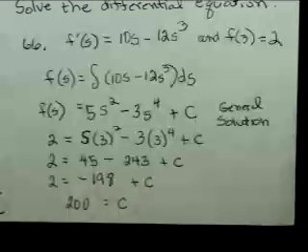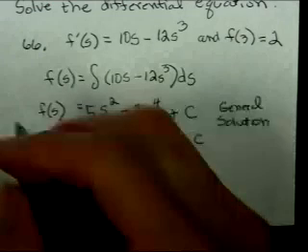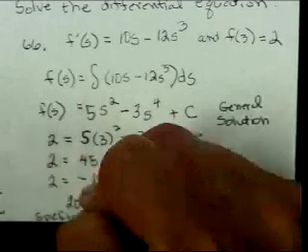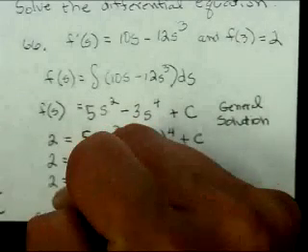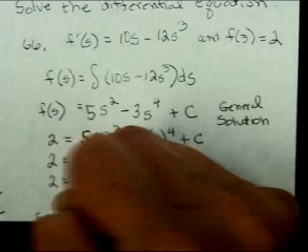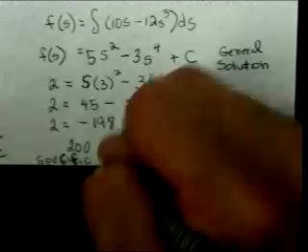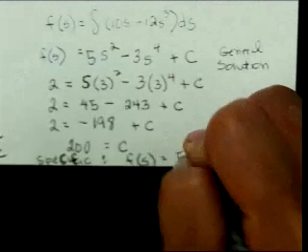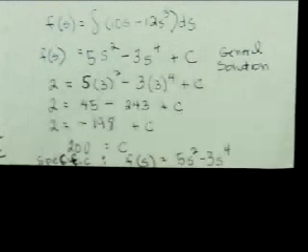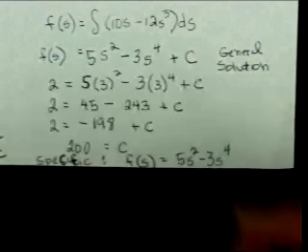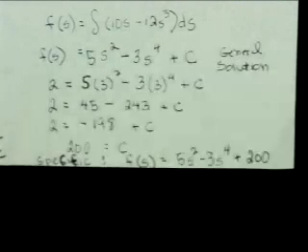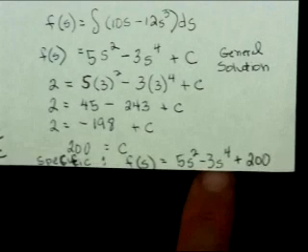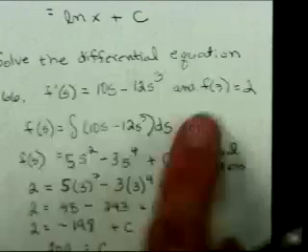All right, so our specific solution, I barely have room to write it here. Our specific solution, I can't spell specific. There we go. Our specific solution is f of s equals not just 5s squared minus 3s to the fourth, but 5s squared minus 3s to the fourth plus 200. That is the only function in the whole wide world that satisfies both of those conditions.